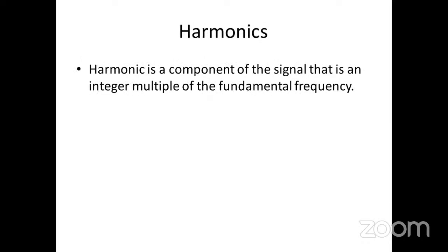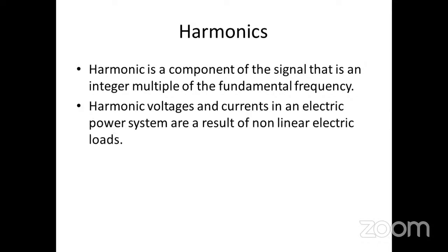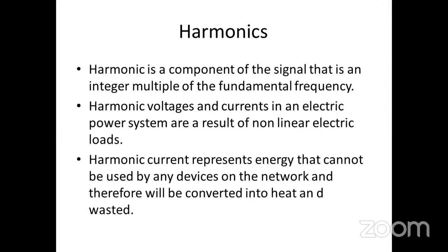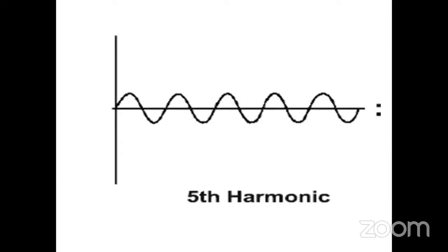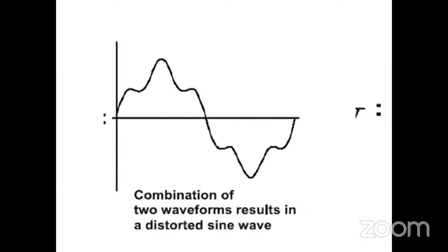Harmonic is a component of the signal that is an integer multiple of the fundamental frequency. Harmonic voltages and currents in an electric power system are the result of non-linear electric loads. Harmonic currents represent energy that cannot be used by any devices, that will be converted into heat only. Fundamental sine waves are like this, and the fifth harmonic will be flowing like this. It will distort the basic sine wave, and the combination will look like this.